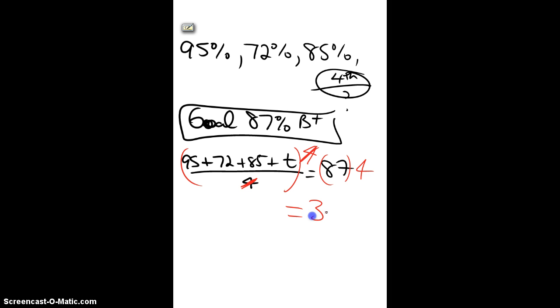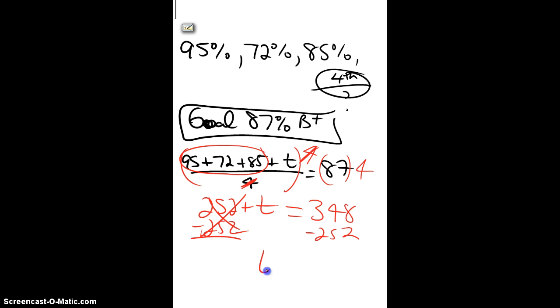we get 348. And then I'm going to add up the test points that I have so far to see how much of those points I have already earned, which would be 252. And then at this point, I just subtract to solve my equation. So if I take 348 minus 252, I end up getting a 96.